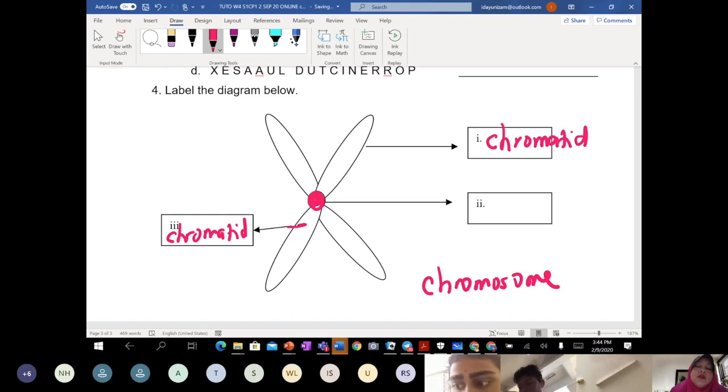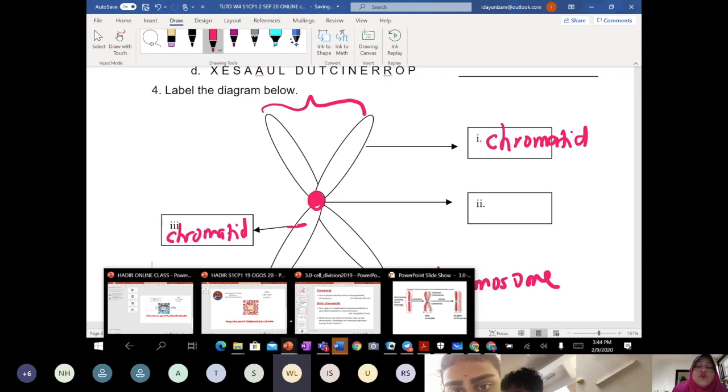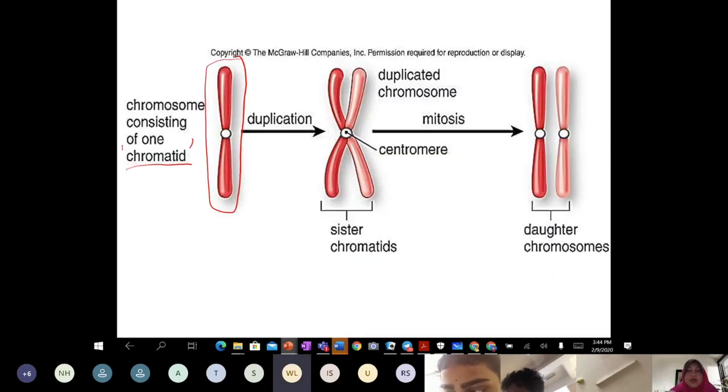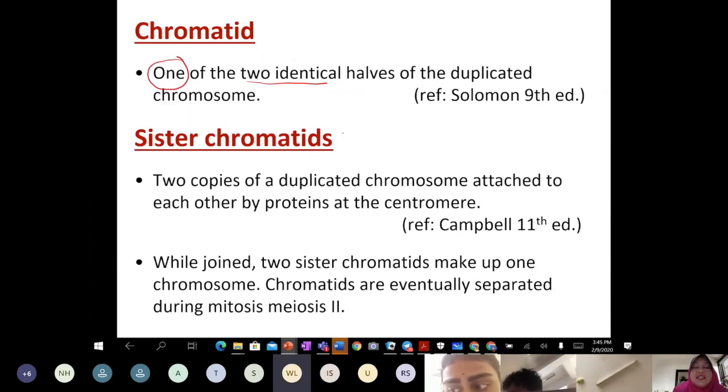What we call a chromatid. When we label like this, for example this one, class: one chromatid, two chromatid. When these two chromatids are identical in size, we call them sister chromatids. There is an S because sister chromatids are two copies of a duplicated chromosome attached to each other by a structure that we call a centromere.